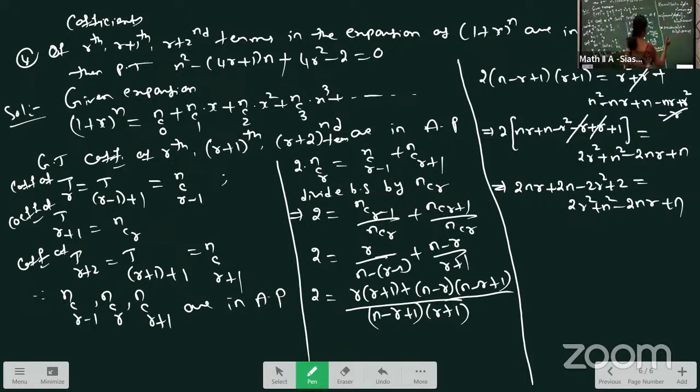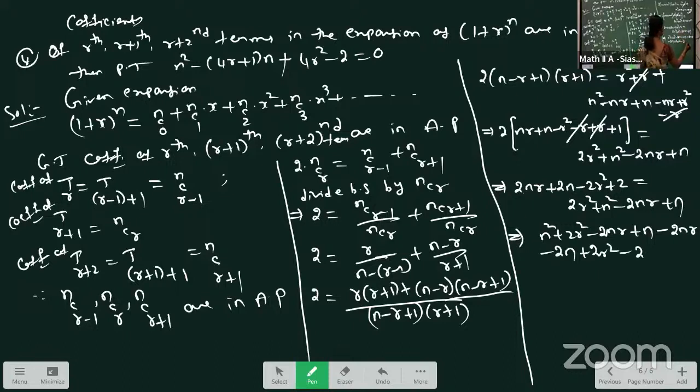Take left side terms to the right side. First write n^2 + 2r^2 - 2nr + n. If these terms go to the other side, the sign will change. 2nr becomes minus 2nr, plus 2n is minus 2n, minus 2r^2 is plus 2r^2 and plus 2 is minus 2, equals 0. So n^2 minus 2nr minus 2nr is minus 4nr, and minus 2n plus n is minus n, plus 2r^2 plus 2r^2 is 4r^2, minus 2 equals 0.